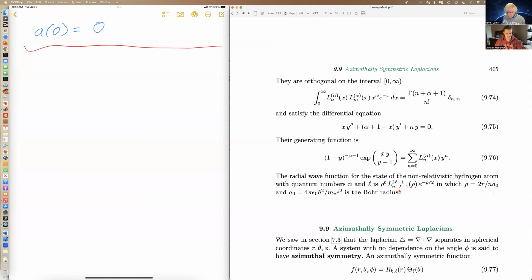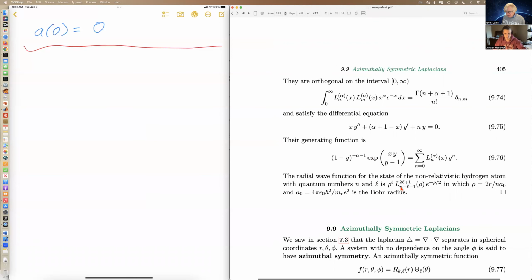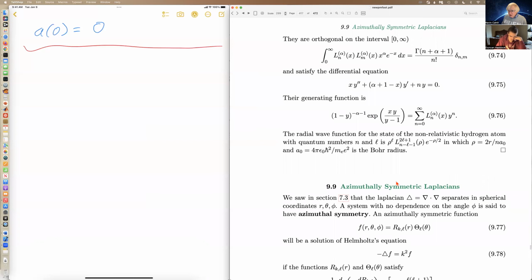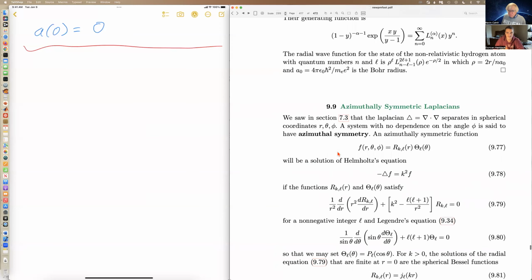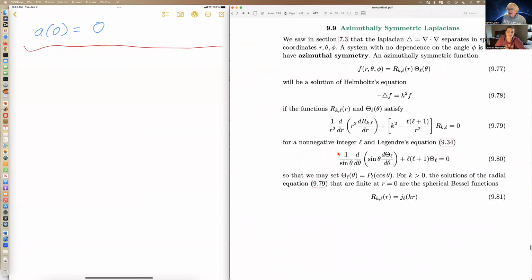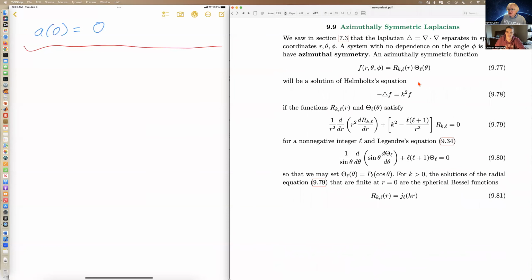In particular, for the non-relativistic hydrogen atom with quantum numbers n and l, the eigenfunction is proportional to rho to the l, e to the minus rho over 2, times this generalized Laguerre polynomial, where rho is 2r over n a0, a0 being the Bohr radius. Okay, well, we're going through this very quickly.